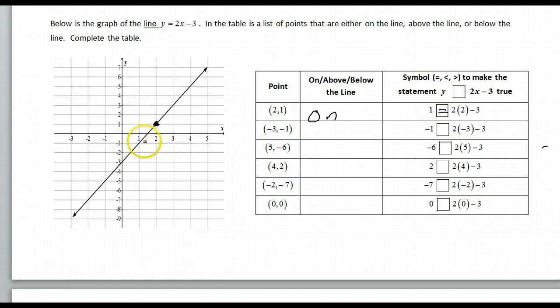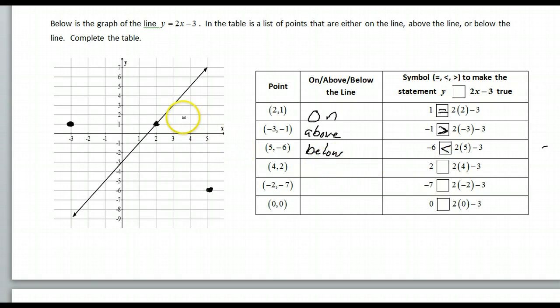The point (-3, 1), that point is here. That point is above the line, which means that in this equation, the y value is greater than 2 times negative 3, which is negative 6, minus 3 is negative 9, and 1 is greater than negative 9. The point (5, -6) is below the line. So this y value is less than.